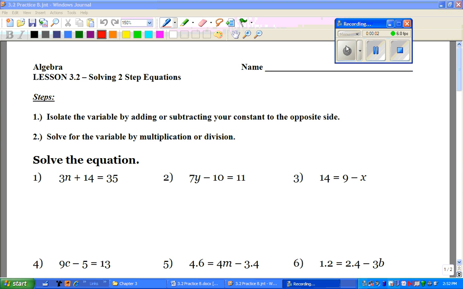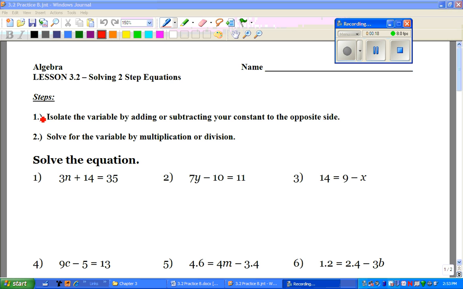All right, today we're going to talk about section 3.2, which is solving two-step equations. And as you'll notice right here, we have the steps for that. So step one, whenever we're solving a two-step equation, there's going to be two steps.